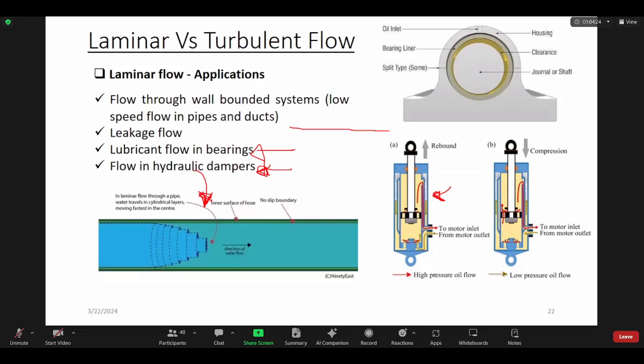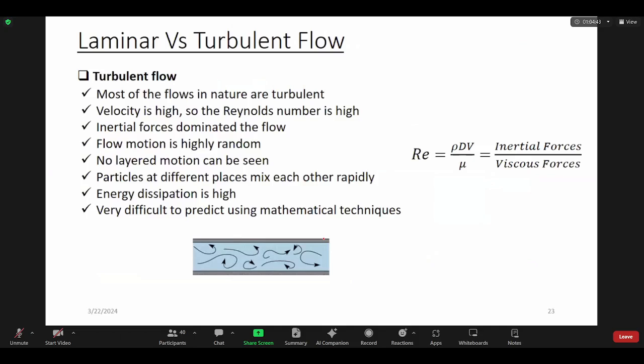Some fluid comes into the cylinder, and after that, some fluid comes outside from the cylinder.